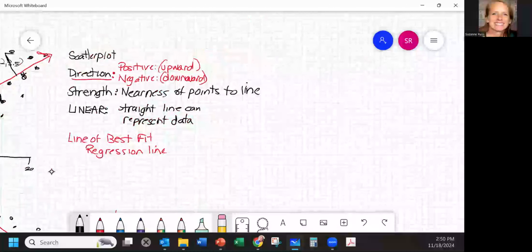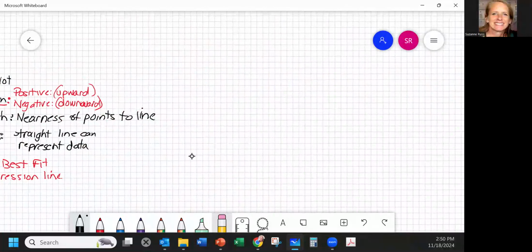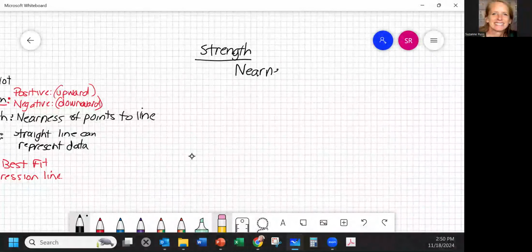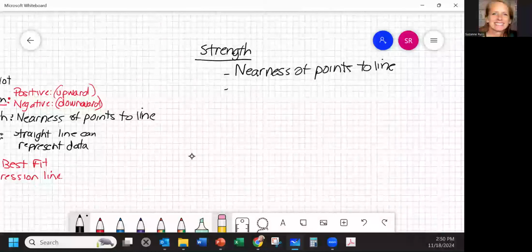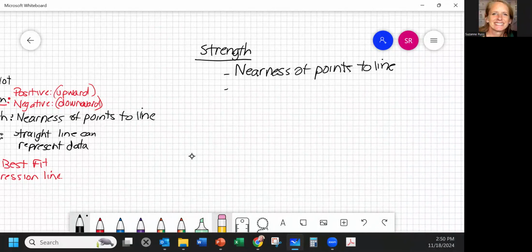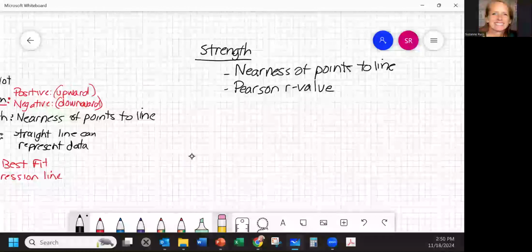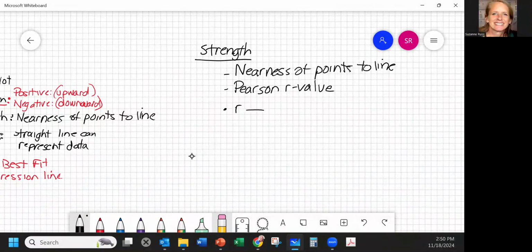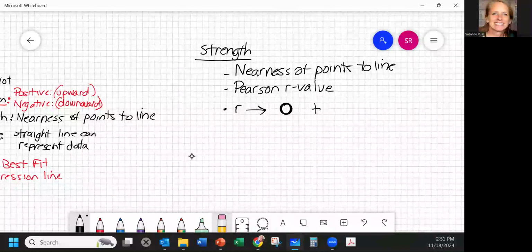So let's look at this a little bit over here. So strength, the closeness of the points to the line. And it is measured statistically by something we call a Pearson R value, or sometimes called an R coefficient or an R score. And an R score can range anywhere from 0 to 1.